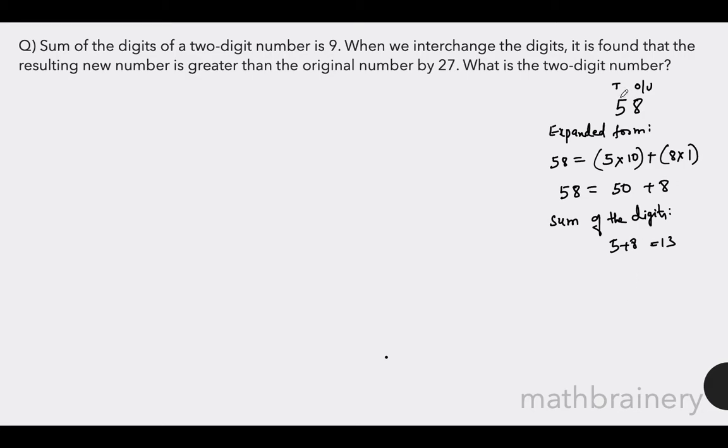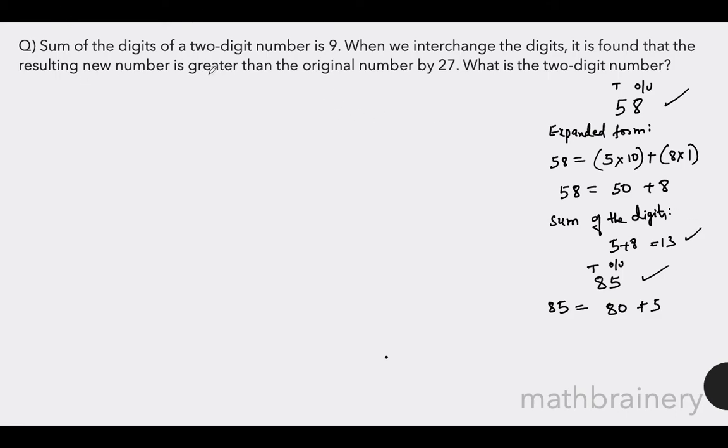Now let's interchange the digits here, that is 58, I will now consider 85. 58 and 85 are two different two-digit numbers. Here 8 is in tens place and 5 is in ones place or units place, and the expanded form of 85 will be 80 plus 5, that is 8 into the place value 10, that is 80, and 5 into 1, which will be 5. The sum of the digits is still the same, 8 plus 5 or 5 plus 8, both are the same, that is 13. Now let's come to this question.